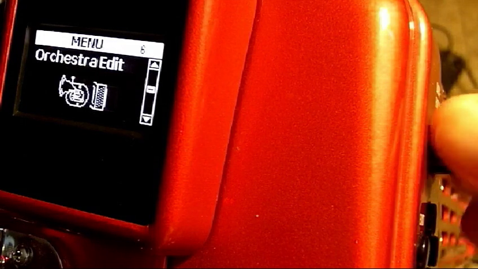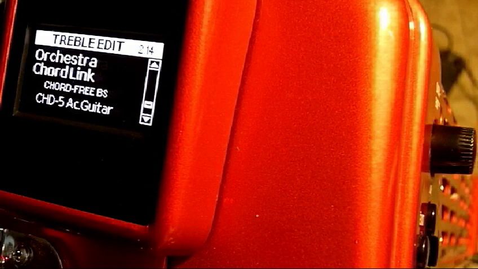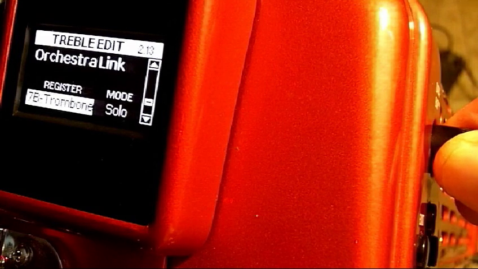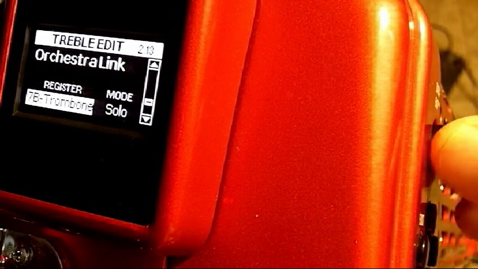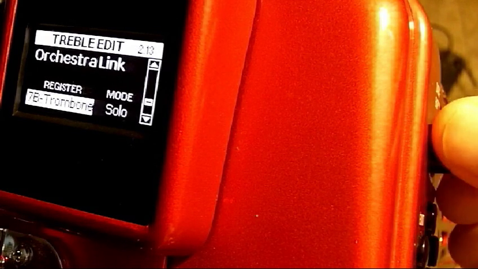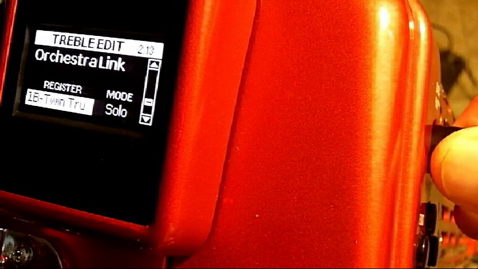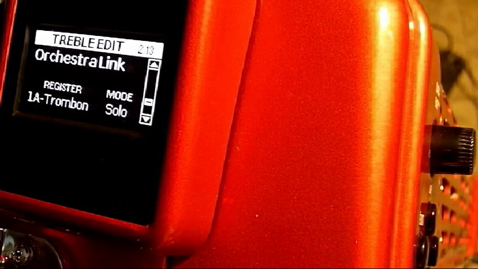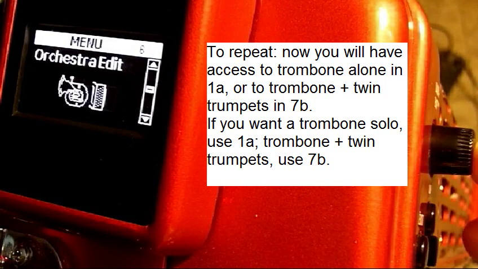Now if I go back to the treble edit one more time, what it should show me now is that 7B contains trombone, and I know it contains trombone plus twin trumpets layered. So I can select this for any register I want. In this case, I've selected it for register 1.